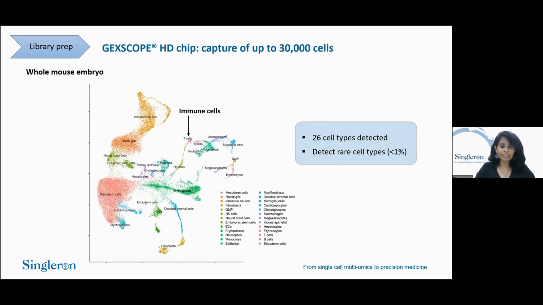You can also profile up to 30,000 cells using our solutions. And what that helps you do is pick up very rare cell types. So for a sample such as a tumor sample, and if you're interested in studying the tumor microenvironment, this is a good option. As you can see here on a whole embryo sample, we're able to pick up rare cell types like the T cells.